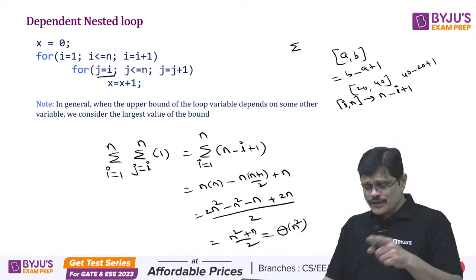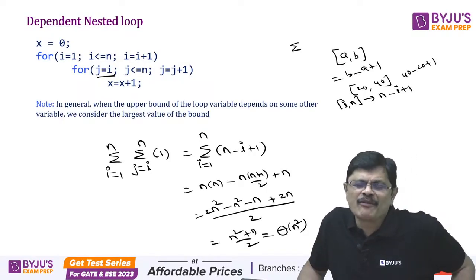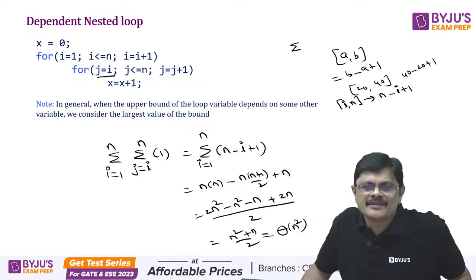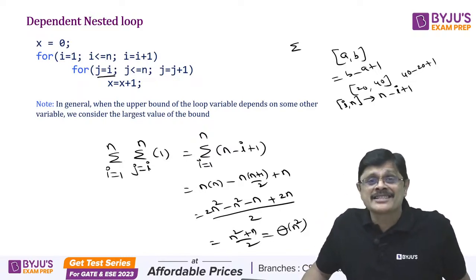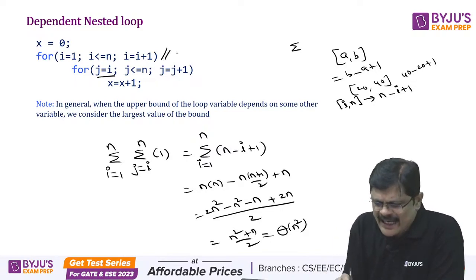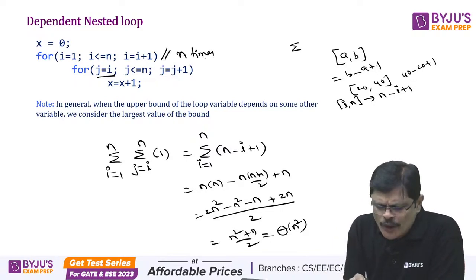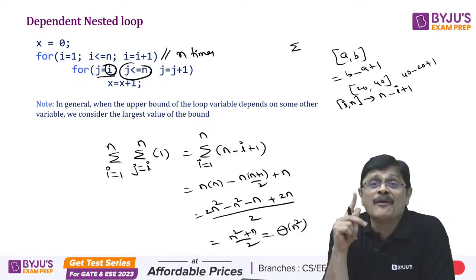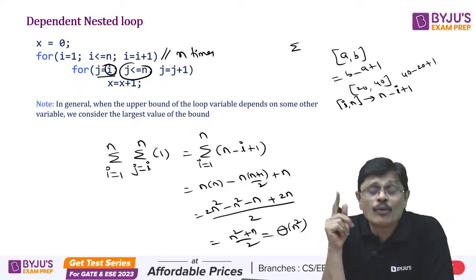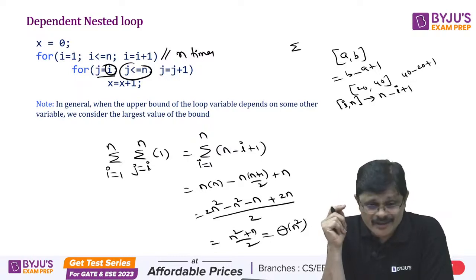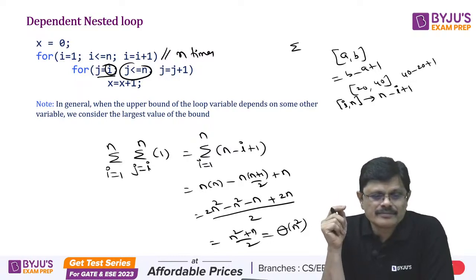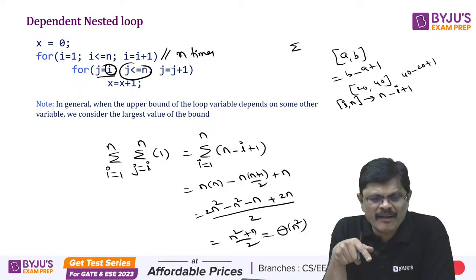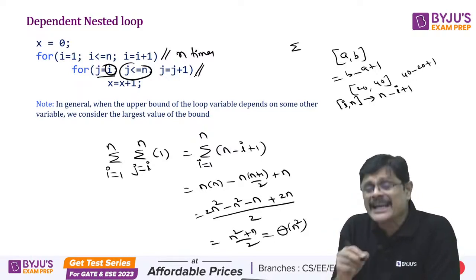And of course we solve it like this, but most of the time we don't use this method, sir. We use big O notation. The answer will be given as big O. Here it is n times. What is the bound on J? J depends on I. And what is the maximum value of I? N. So we take the bound of that.